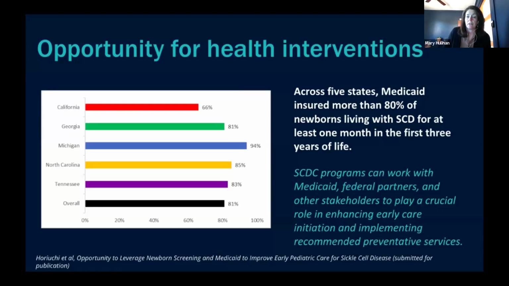These findings, again, are currently under review for publication, so the impact of these results is not yet known. But the teams in these states are thinking about ways these findings can inform their work with state Medicaid offices, with other partners, to hopefully play a role in enhancing the receipt of recommended preventative services. These services are so crucial in making sure that babies have as healthy of a start as possible to life. Services that are specific to sickle cell disease, such as starting penicillin prophylaxis and stroke screening, as well as the recommended preventative services for all children, such as immunizations and hearing services. Slide 9. The next slide, please.